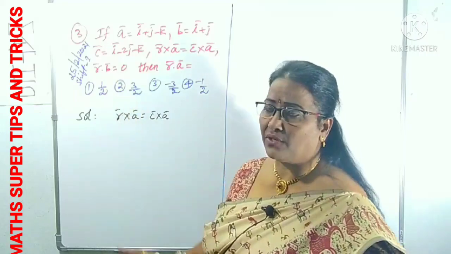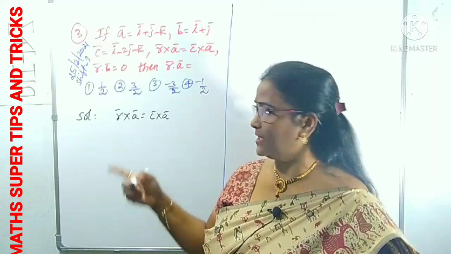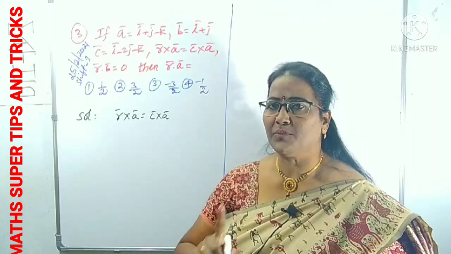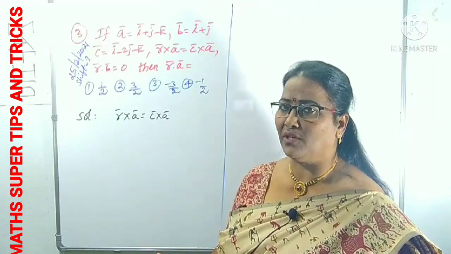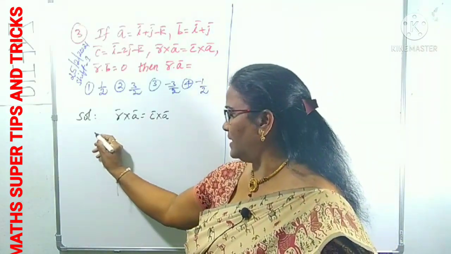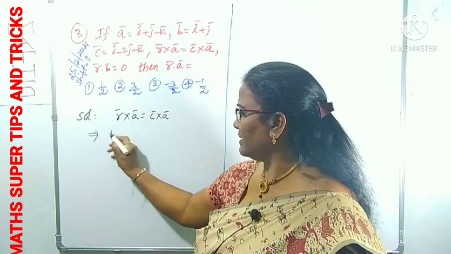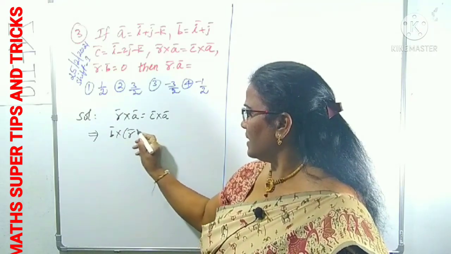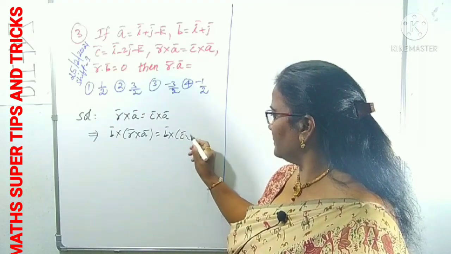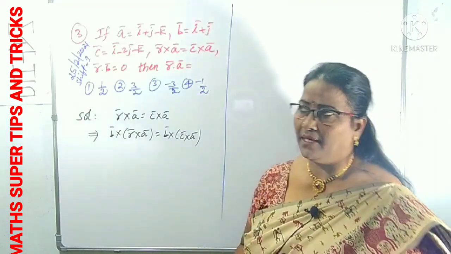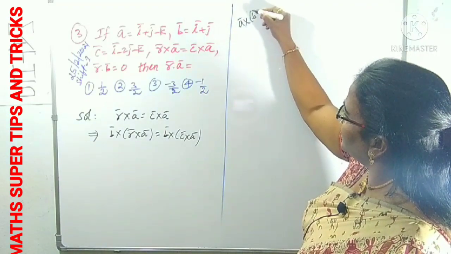To use r dot B is equal to 0, you know there is no B vector here. That's why we have to take the cross product with B, on the left side, on both sides. Cross product with what? With the B vector. Why am I using cross product with B vector? In the next step you can understand. Cross product with B vector means B cross of r cross A is equal to B cross of C cross A.